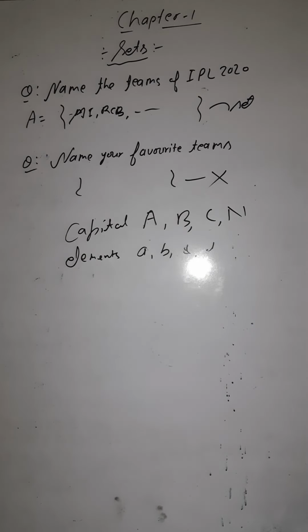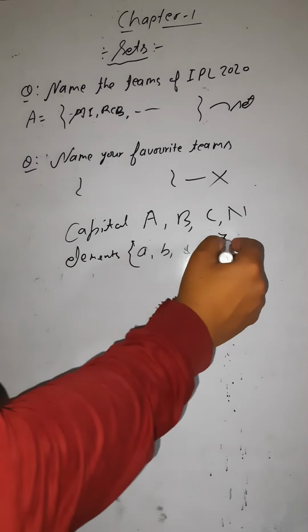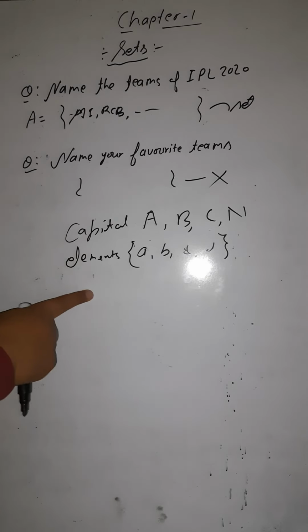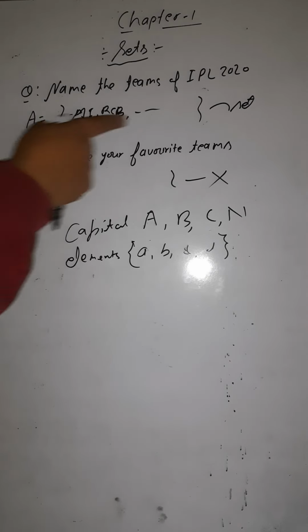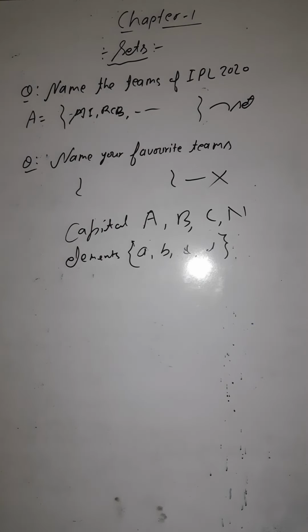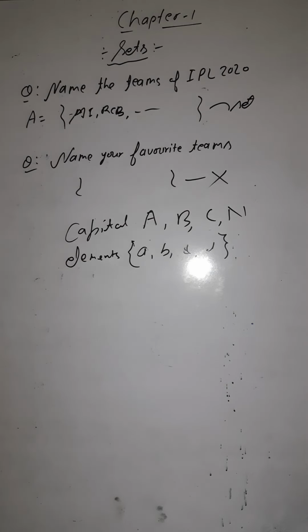And remember, we always keep the elements of a set inside the curly bracket. That you always have to remember. Like here, I have kept the set of all the teams for IPL 2020 inside the curly bracket, because it's a set. So all the elements of a set are kept inside a curly bracket.